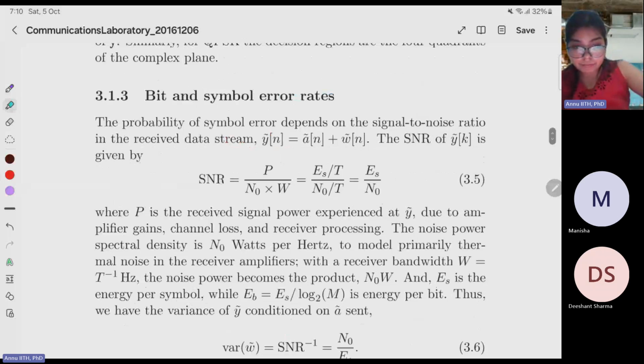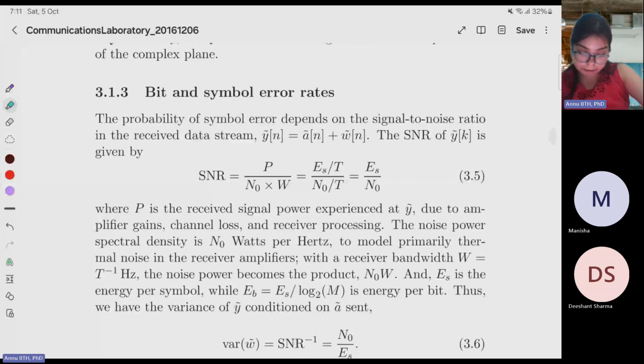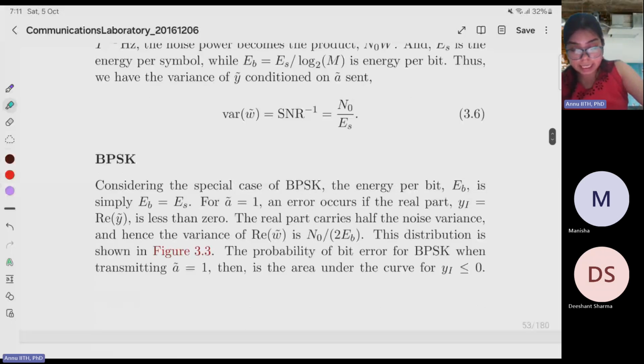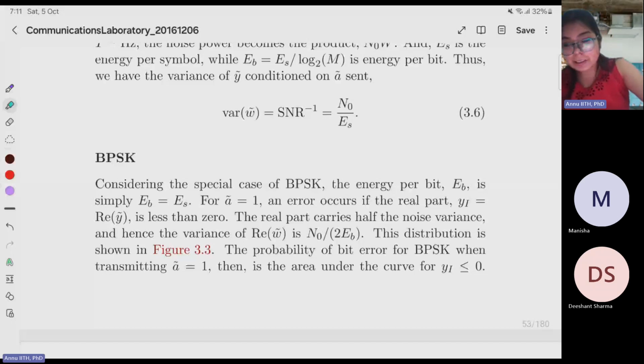So thus we have a variance of Y conditioned on A that is SNR inverse, N naught by Es. Okay. Now consider a special case, BPSK. The energy per bit Eb is actually Es, because log 2 is 1. So for A equals 1, an error occurs if the real part is less than 0. Now the real part carries half the noise variance, and hence the variance is N naught by 2.